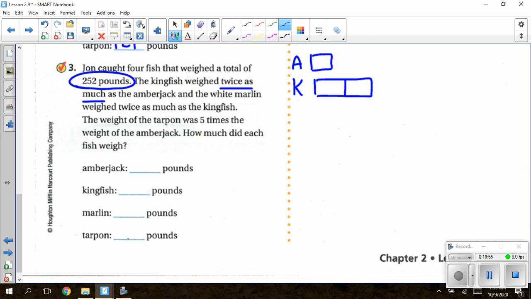Then it says the white marlin weighed twice as much as the kingfish. So because the kingfish had 2 boxes and the white marlin is twice as much as that, I would have to take 2 times 2, and I find that the marlin would have 4 boxes total.